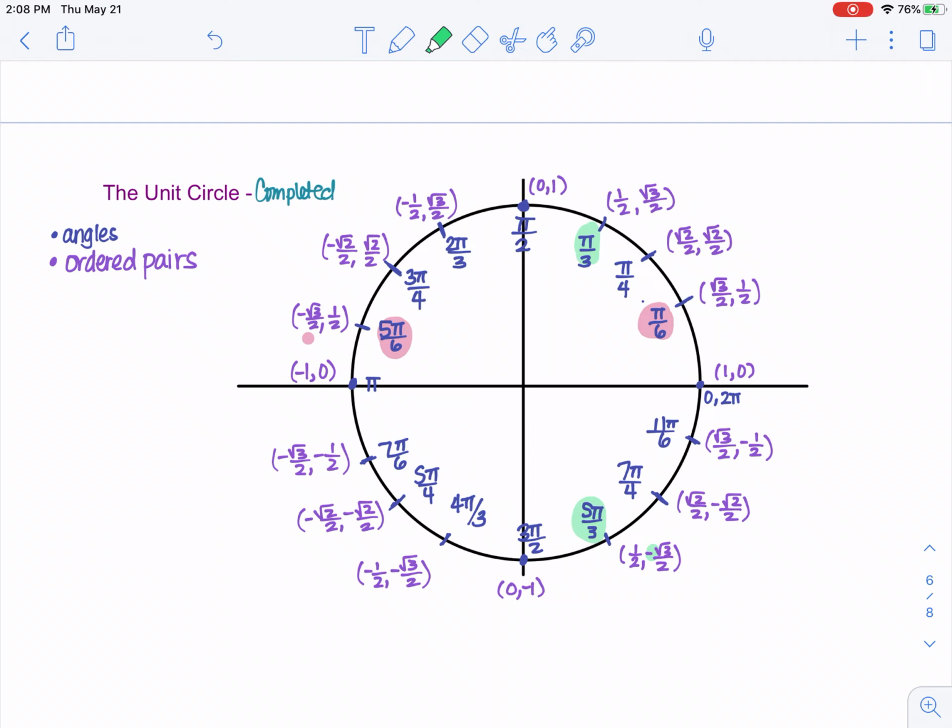And so you were able to use a lot of symmetry here. As long as you know what's going on in this first quadrant, you can use symmetry to get anything you need in the other quadrants without too much of a hassle. And if you struggle to remember that, check out the next video.